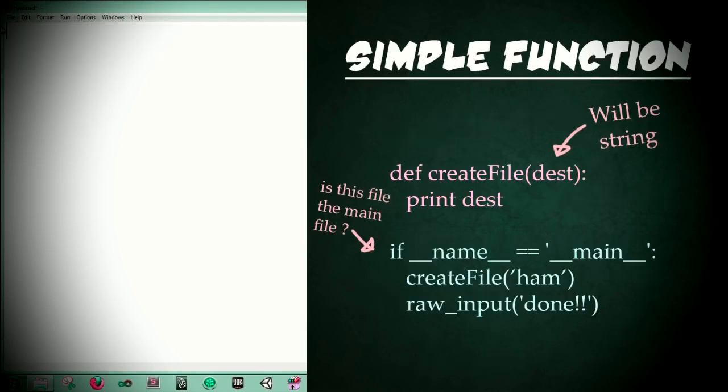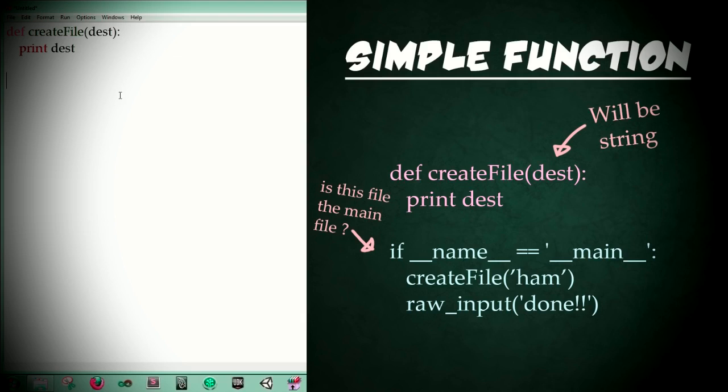Alright, so we're going to begin our file by creating a function. We're going to type def space create uppercase F file, and then in the parentheses, we're going to actually plug in dest. In parentheses, colon, enter. And what this is going to be doing is, the name of our function is create file, and we're going to be passing in a destination or a string, which is going to be folder location. After that, we're going to type print dest, enter, and then unindent, enter again.